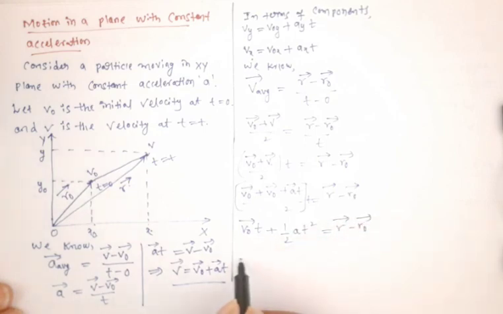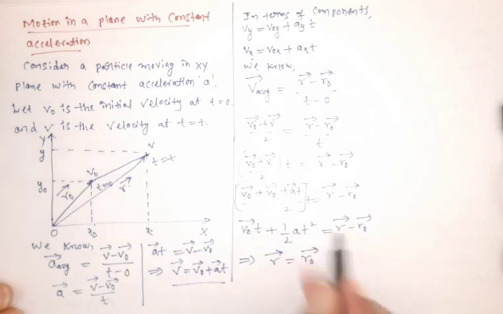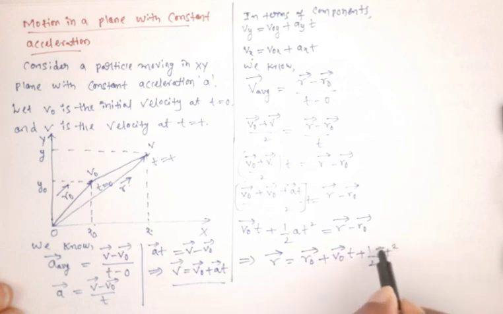So we can change the equation. r bar, the final position vector, equals the initial position vector, taking it to the other side it becomes plus, plus v naught into t plus half a t square. In vector notation we can write it like this: final position vector equals initial position vector plus initial velocity vector into t plus half acceleration vector into t square. In component form also we can write.